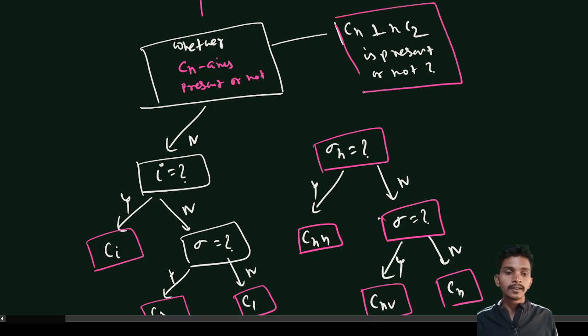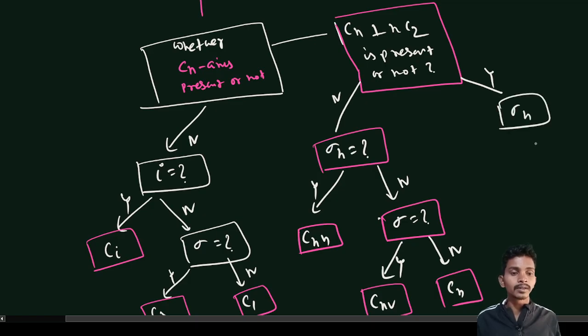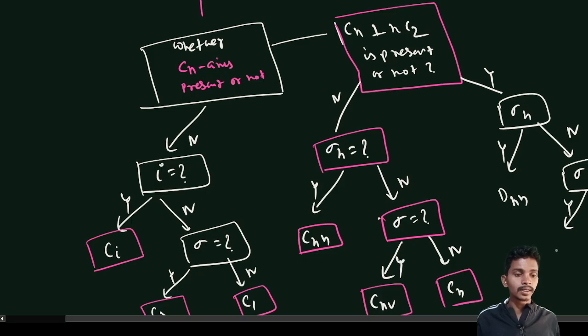Okay, so here if it says no, then we will ask these questions. And if it says yes, then again we will ask the same questions, whether sigma h is present or not. So if it says yes, then we will go to DNH, and if it says no, then we will ask whether sigma d is present or not. If yes, then that is DND, and if no, then that is DN.